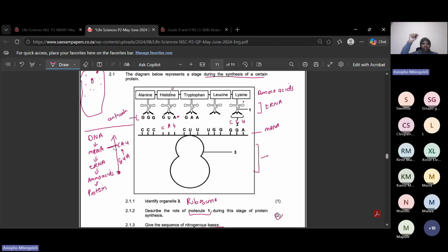But what do we want? We want DNA. So we're going to pair those bases again. C will be paired with G. A will be paired with what? With T. And U will be paired with A. This is your answer, unless I'm wrong. I'm double checking. GTA, 2 marks. That's how you get it.